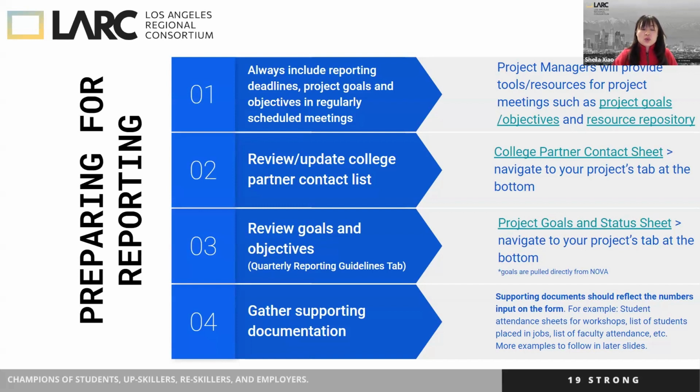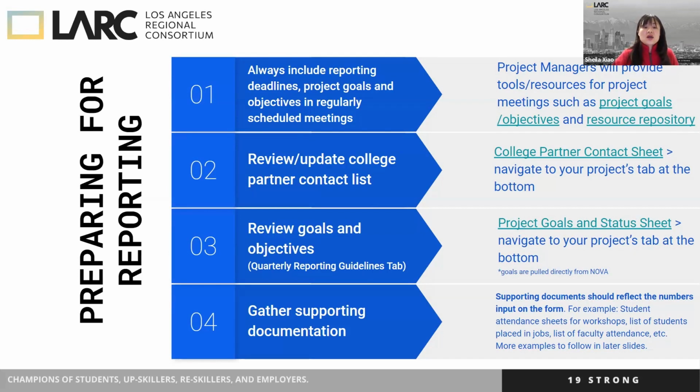Secondly, we want you all to regularly review and update the college partner contacts list. Maintaining recent contacts ensures that the right people get the updates about reporting requirements. There is a college partner contact sheet that we've asked folks to update on a regular basis. So we just ask that we maintain and update this list.